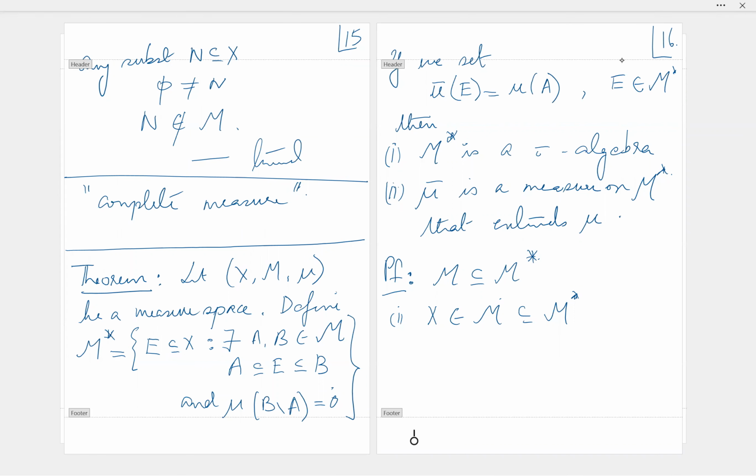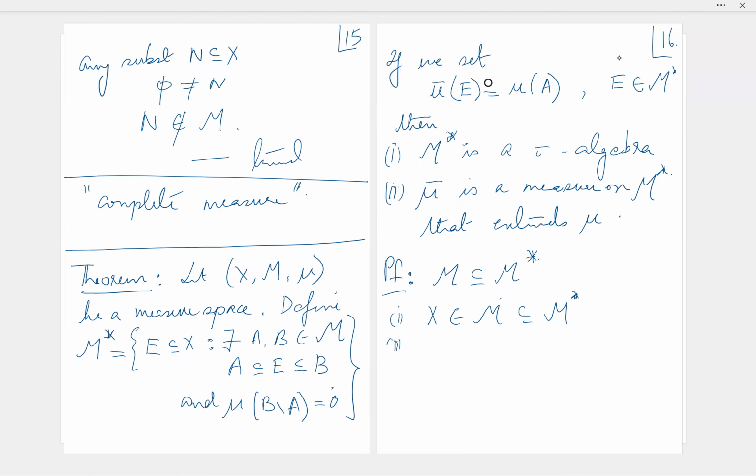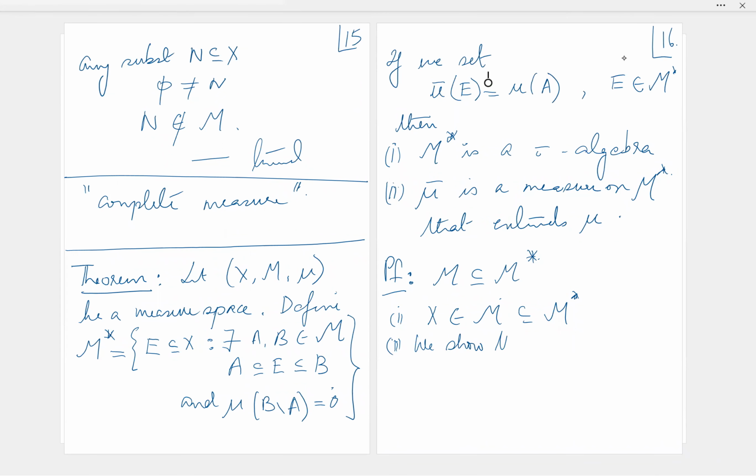Second, we show that if E belongs to M star, then so does E complement. Okay, that's the second condition, and the third one is about countable unions.